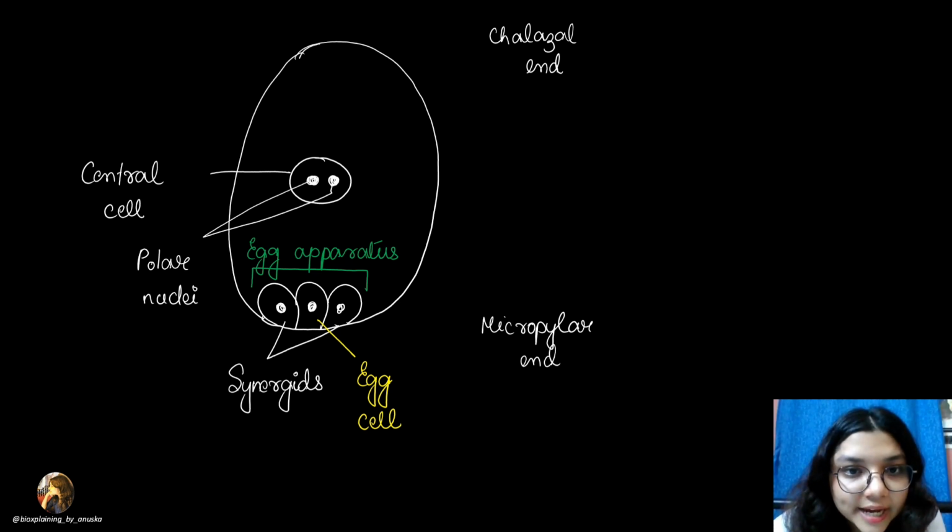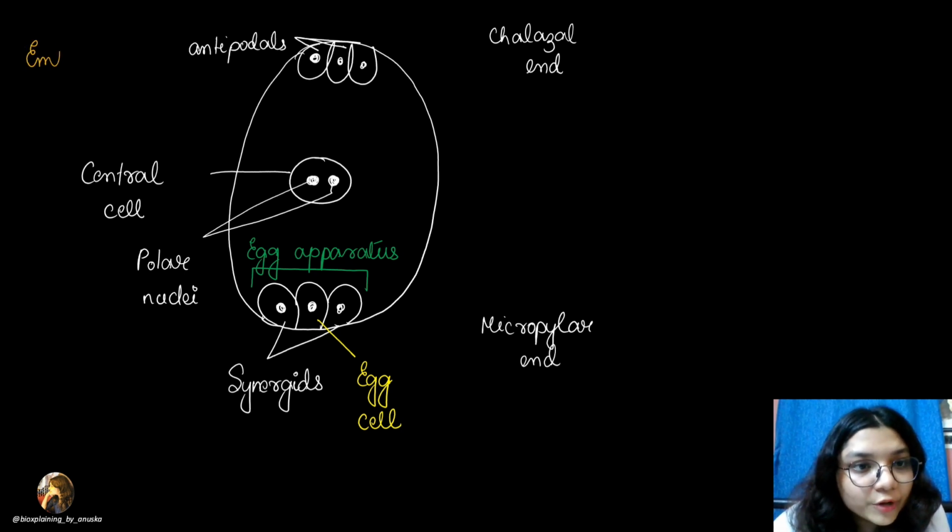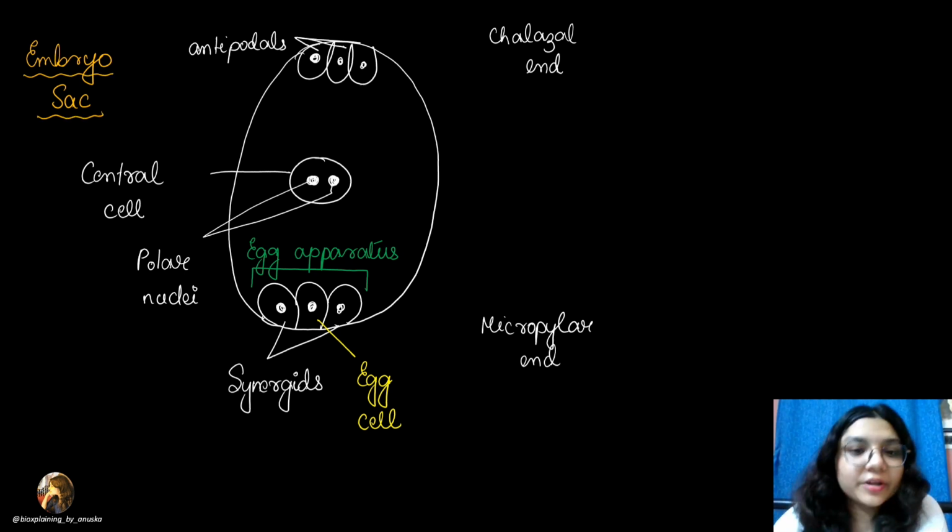At the chalazal end, we again have three other cells. These three cells are named the antipodal cells, or simply the antipodals. Okay, these three are the antipodals. So this is the embryo sac that I've drawn in a mature state. This represents the female gametophyte.